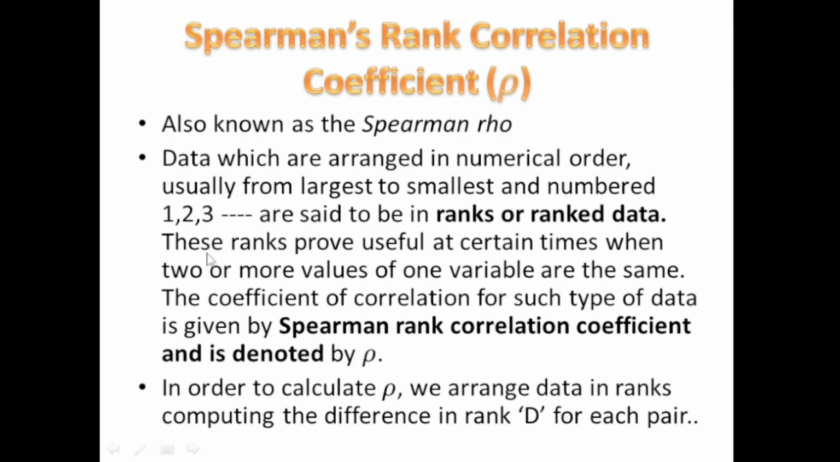These ranks prove useful at certain times when two or more values of one variable are the same. O nga, no? Paano kung magkaiba sila? Okay. The coefficient of correlation for such type of data is given by Spearman rank correlation coefficient, and it is denoted by rho.